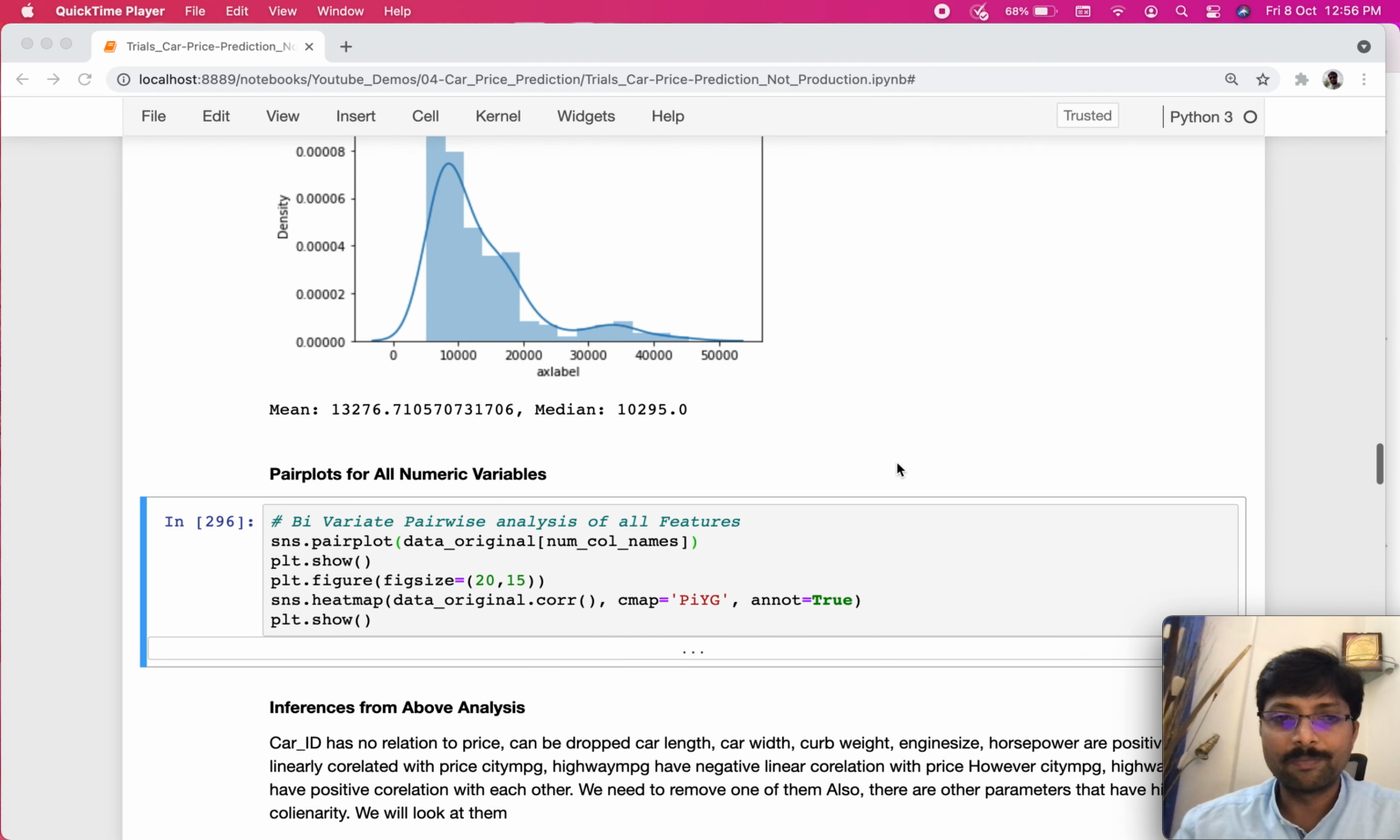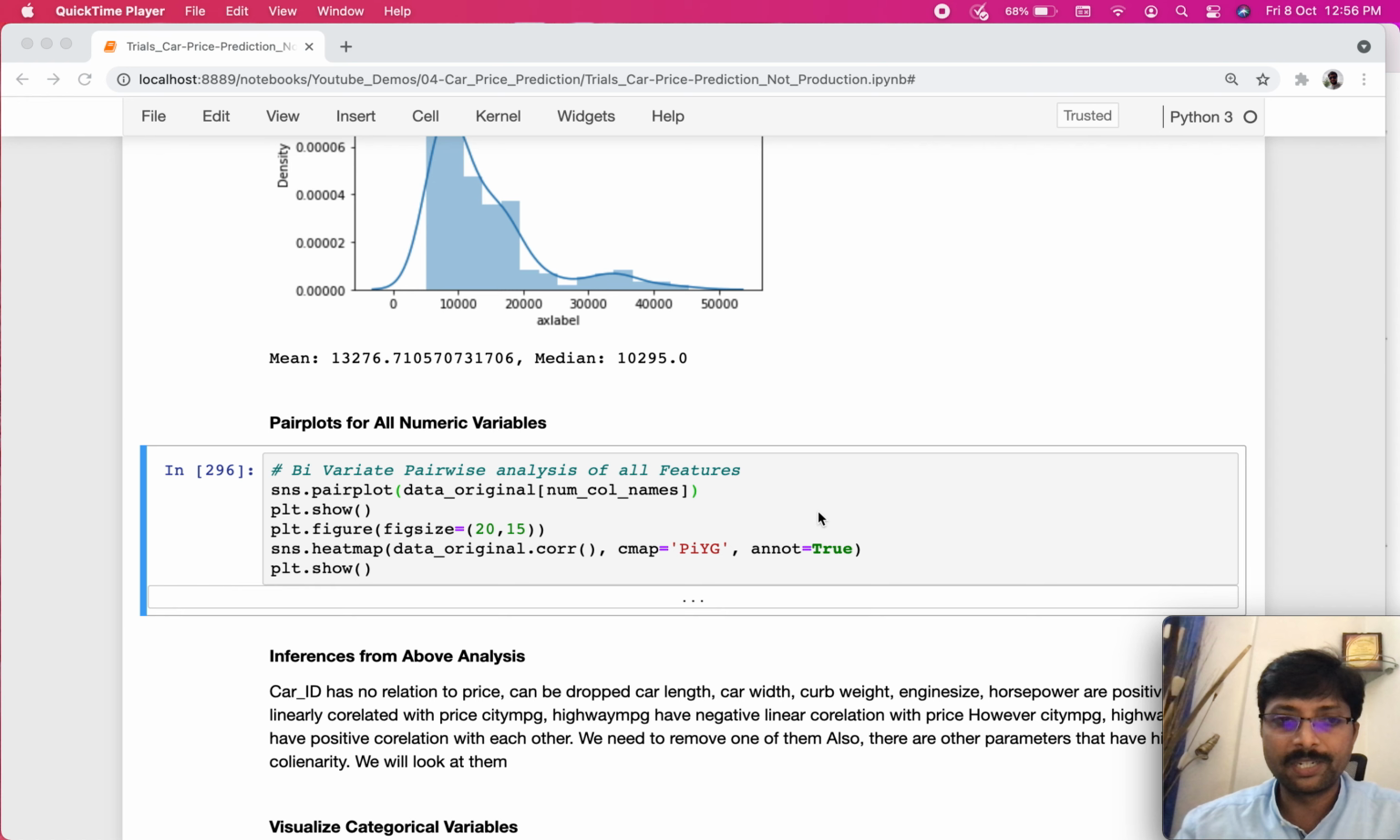So now in the next part, we will look at what we call bivariate analysis. So we're going to look at how one variable is related to another variable, right? That's very important, because the very first thing that we want to ensure is that each independent variable, that means each input column, is influencing the output variable in some way, right? So that is one thing that we will look at pictorially and also statistically. So let's look at that.